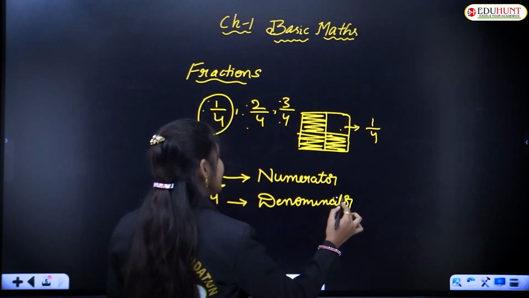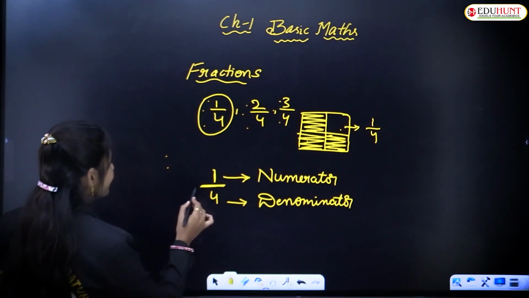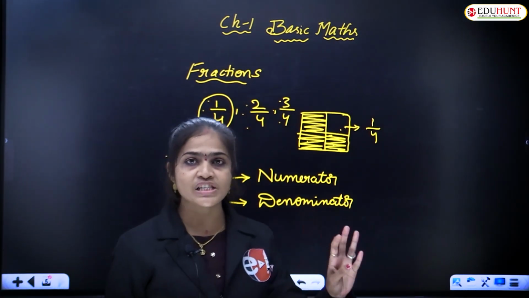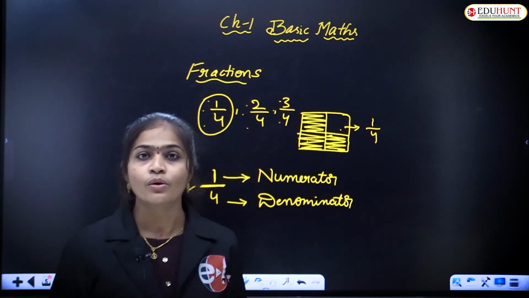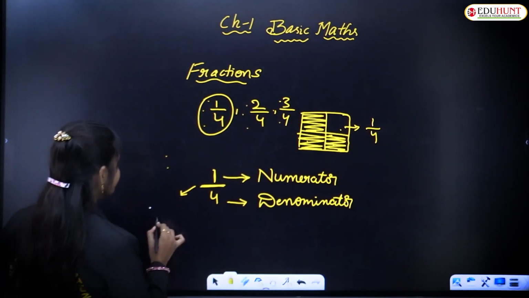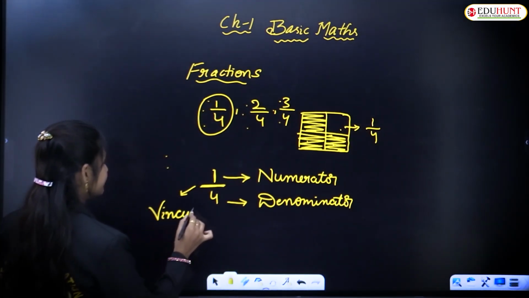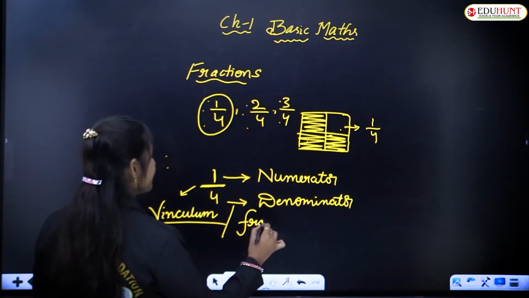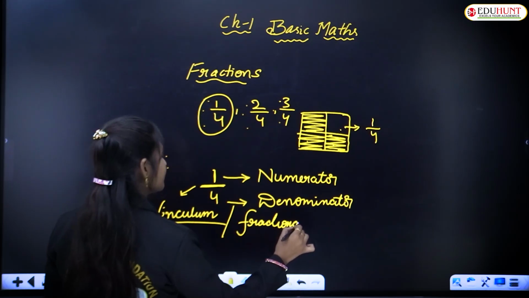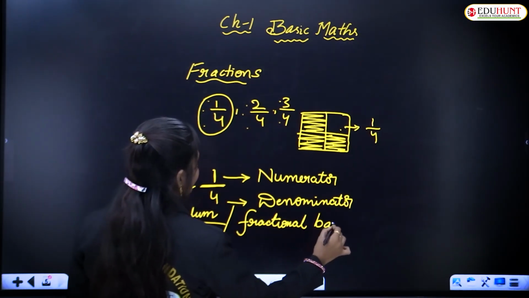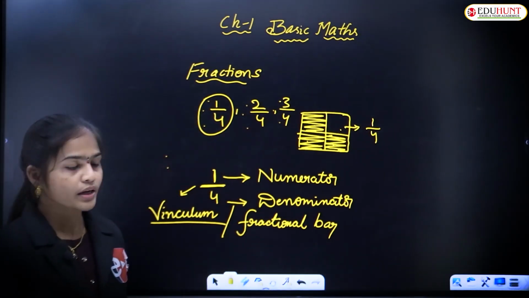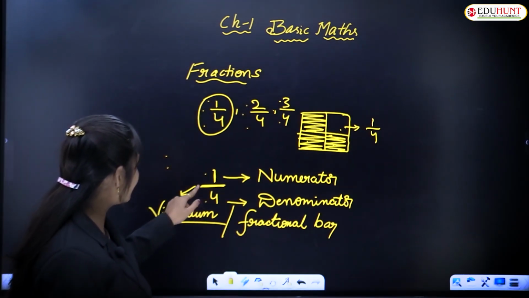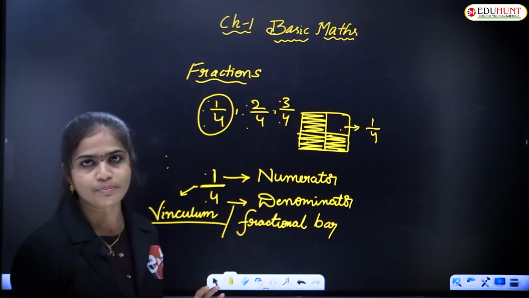That is called the denominator. And what do we call this bar symbol? That bar symbol is called the fractional bar or vinculum symbol. What is that? Vinculum symbol, or fractional bar. Okay, so here we have 3 parts: the numerator, the denominator, and this vinculum symbol.